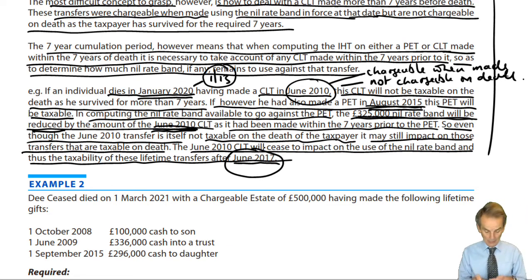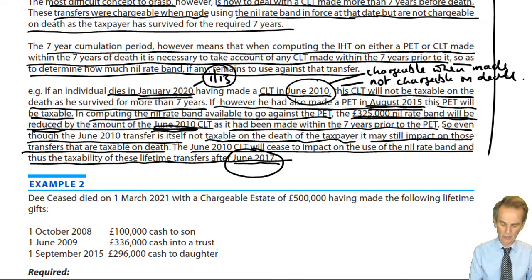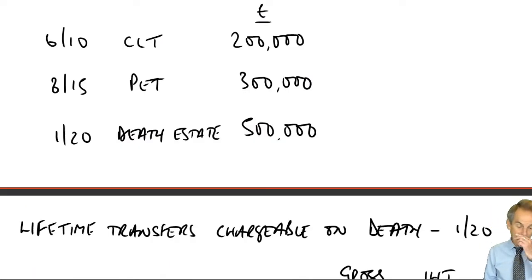Now let's take that concept and put numbers in and see how we would deal with the computations that then apply. If you make a note now of these figures, as you can see in front of you, the June 2010 CLT was a gross chargeable transfer of £200,000. In August 2015, the chargeable transfer of the PET was £300,000. So these are not transfers of values, they are chargeable transfer figures. I've referred to the CLT figure of 200 as being a gross chargeable transfer.